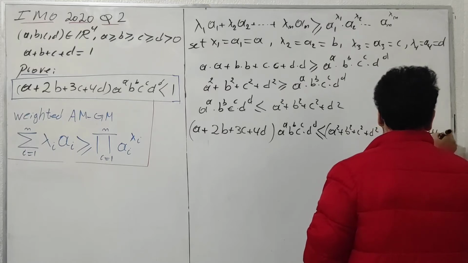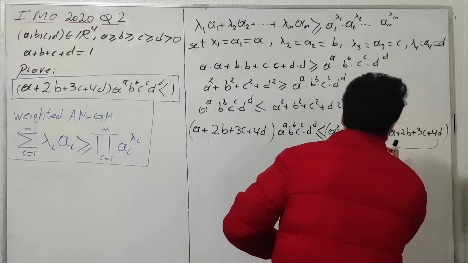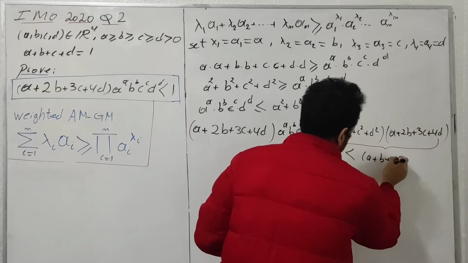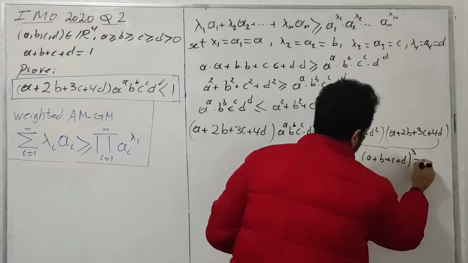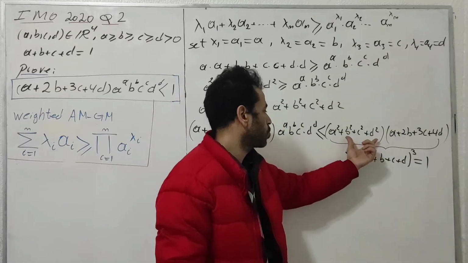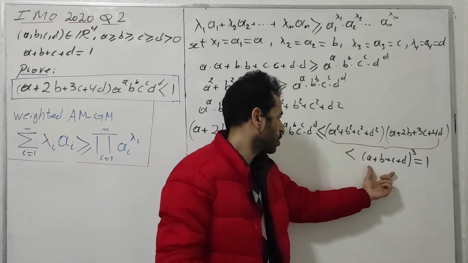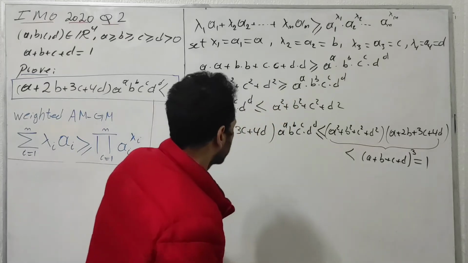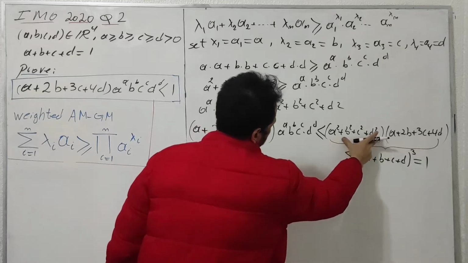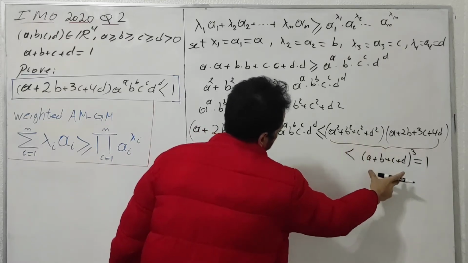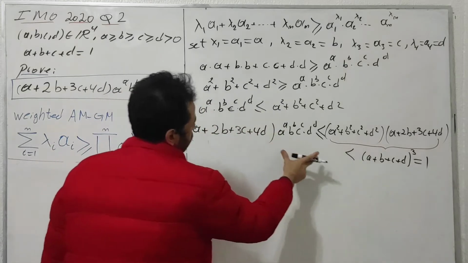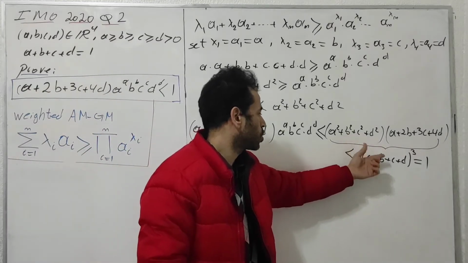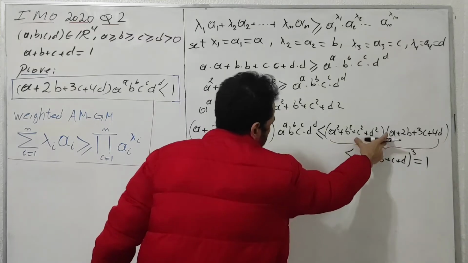Now I'm going to prove this term is strictly less than (a + b + c + d)³, which equals 1. If I am able to prove this, it means I am done with this problem, because the left term is less than or equal to this term, so if this one is strictly less than 1, the whole thing is strictly less than 1. That's what I'm going to do now. I'm going to compare these two expressions. I will start with this one first.